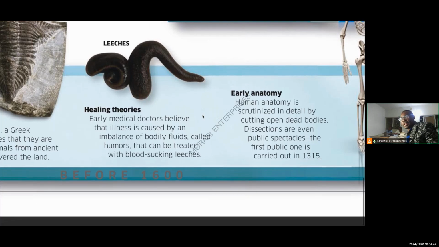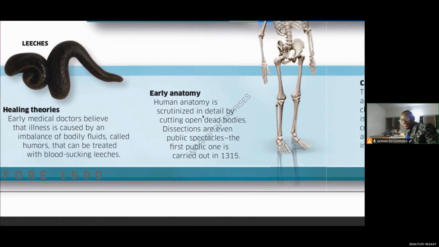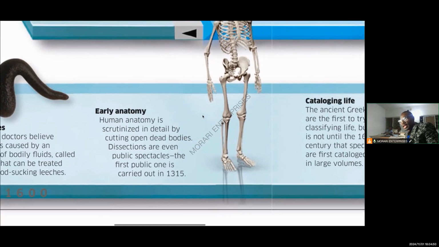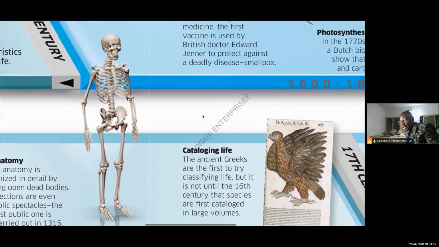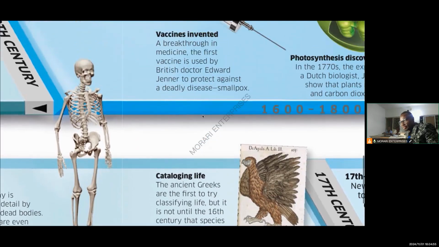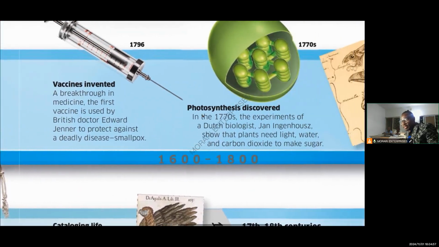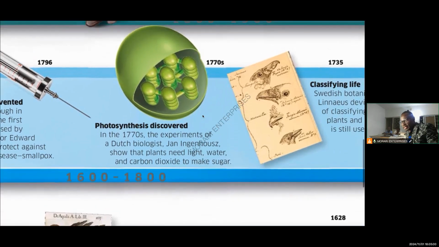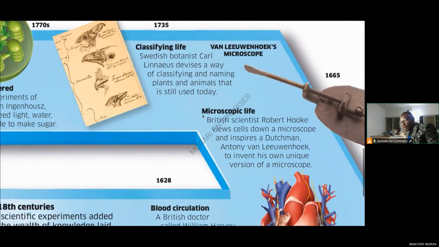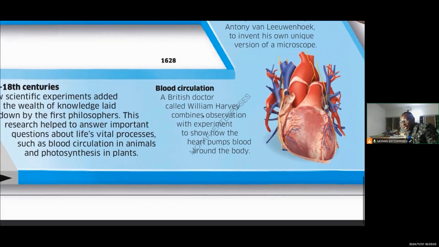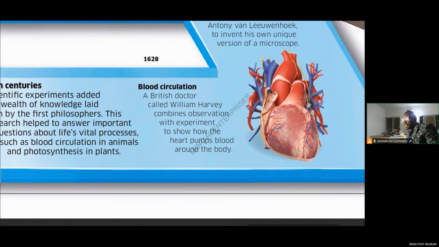Healing theories. Early anatomy of the human body, cataloging life, classifying different species. Vaccines were invented, photosynthesis, we study more of that. Classifying life, looking at microscopic life, we look at that already. Blood circulation in the heart, the arteries and the veins. The ones that are carrying blue blood are the veins. The ones carrying red blood are the arteries. So again, and 4 chambers.